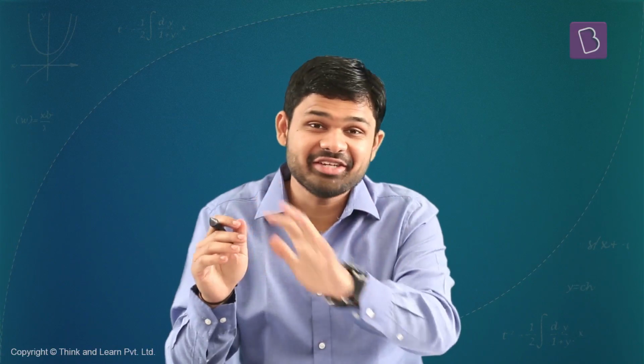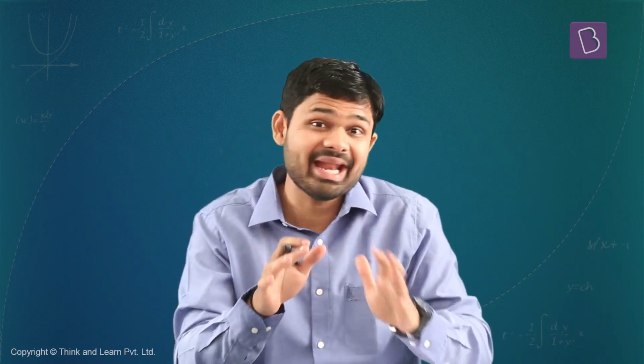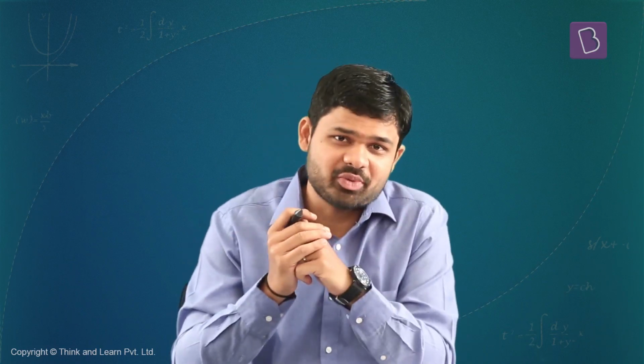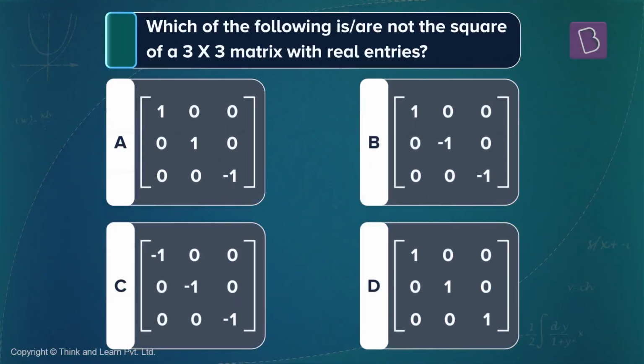Now here is yet another very interesting question which you can solve without lifting your pen at all. So let's have a look at this question. In this question, the objective is to find out which of these 4 given matrices cannot be squares of another matrix. So these 4 matrices have been given to you. We have to determine if these matrices could be the square of some other matrix.